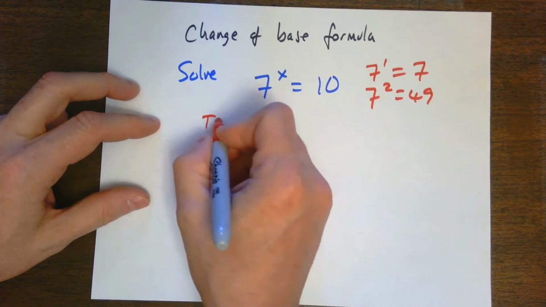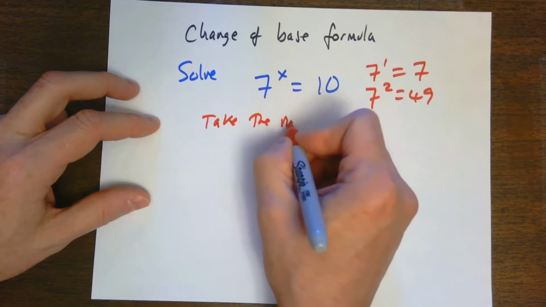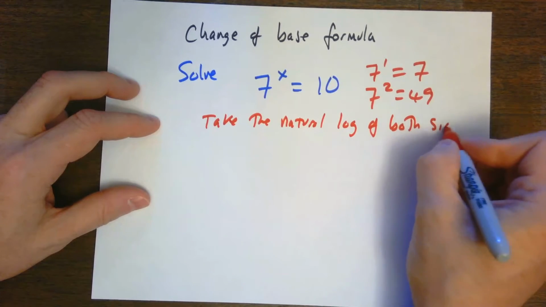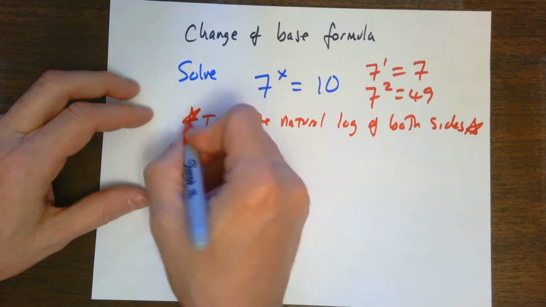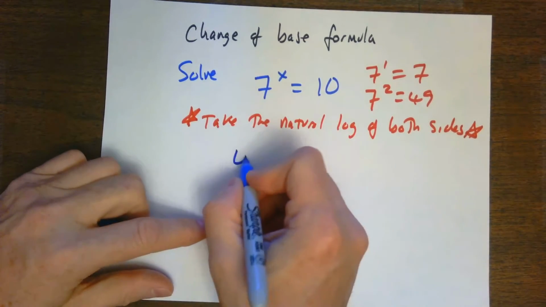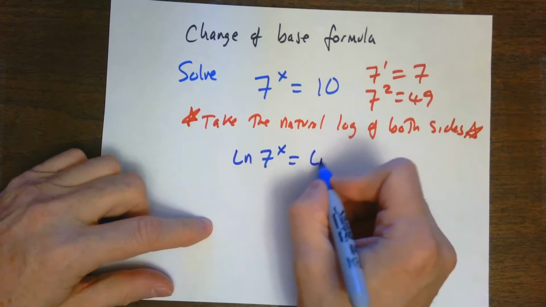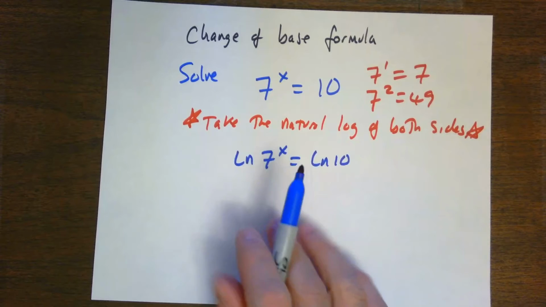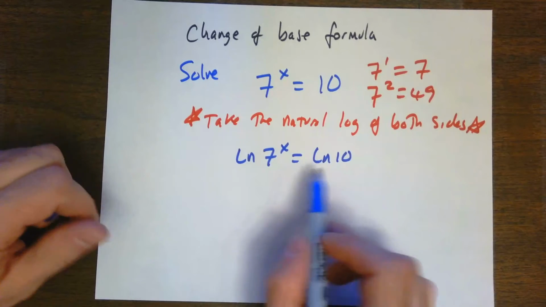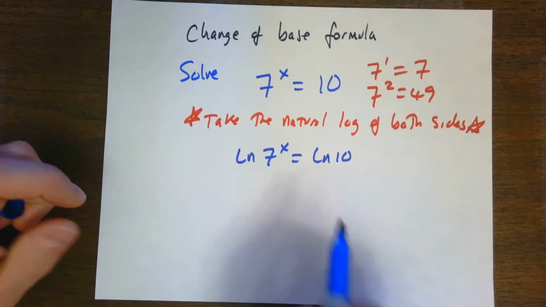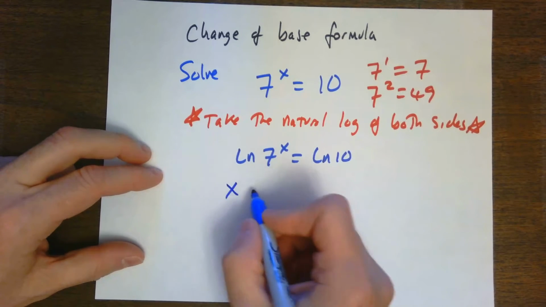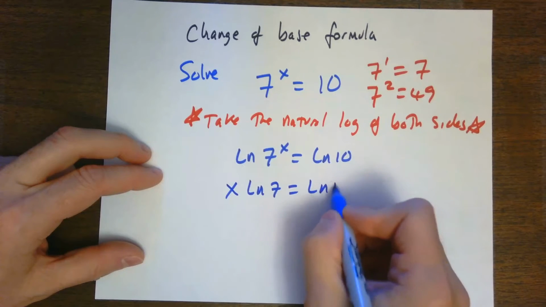All right, so what I'm going to do here is take the natural log of both sides. That's a key step here. When I do, I'm going to have the natural log of 7 to the x equals the natural log of 10. I'm not multiplying both sides by natural log. I'm taking the natural log of both sides. Well, how does this help me? This seems to be even more confusing now. Well, remember the properties of logarithms. Power rule. I can rewrite this as x times the natural log of 7 equals the natural log of 10.